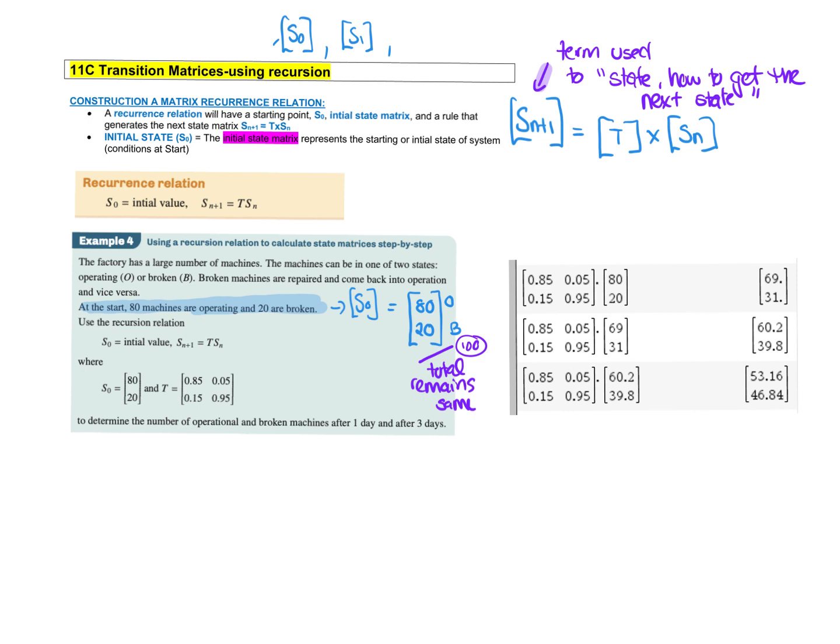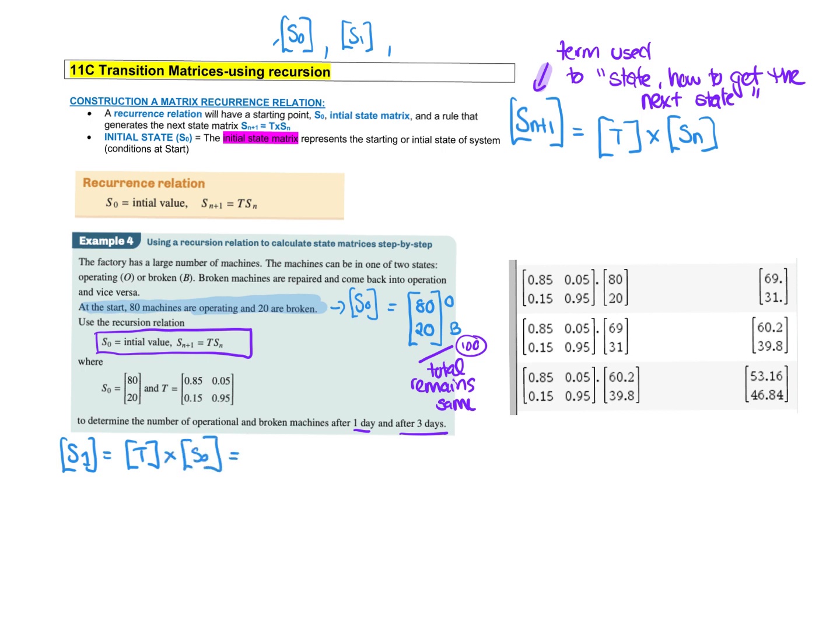So it says here, use this recurrence relation. Really what this has said right here is just what I explained to you. The way we can get the next state, so the next day, is we multiply the transition by the day before. So it says here, we've got the S0 and they've given us the transition. Now it says determine the number of operating and broken machines after 1 day and after 3 days. Okay, so if we're using recurrence relation, we're going to show the steps. If I want to find state 1, what I do is I do the transition times S0.